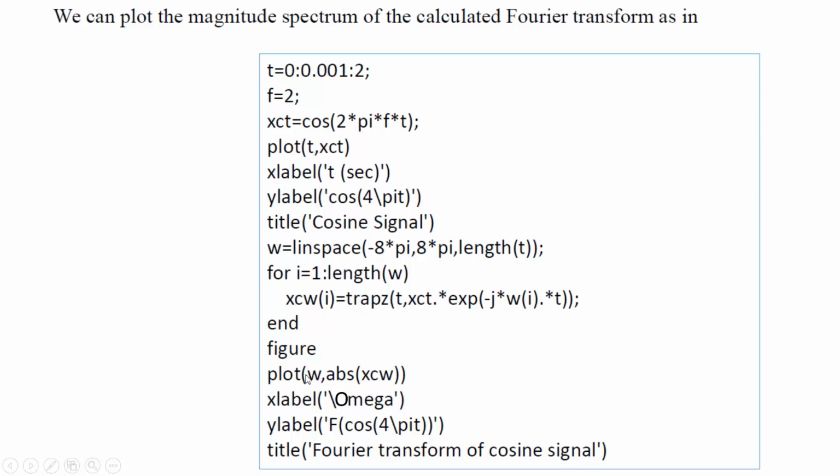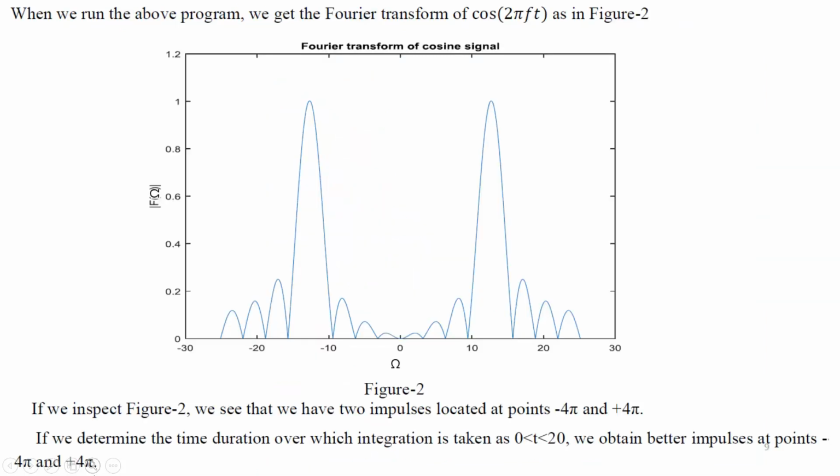In the magnitude response, the x-axis will have w, and the y-axis will have the absolute value of the magnitude of this expression, that is the magnitude response, and we plot and label the x-axis and y-axis, right? Two peaks will come. When we run this program, we get the Fourier transform of cos 2 pi ft. If we inspect this figure, we see that we have two impulses located at points minus 4 pi and plus 4 pi. And if we increase the time duration over the integration, we obtain better impulses at minus 4 pi and plus 4 pi.